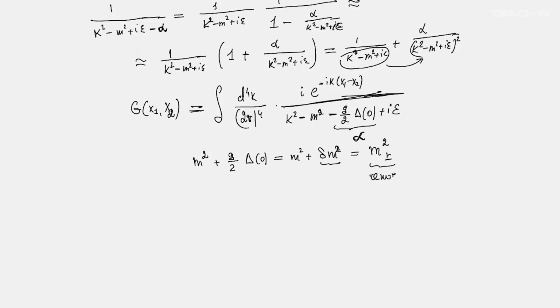So the effect of interaction leads to the shift of the position of the pole of the propagator in the interacting theory to a new position, due to the fact that m squared gets shifted by an amount δm squared equal to g over 2 times the propagator evaluated at 0.